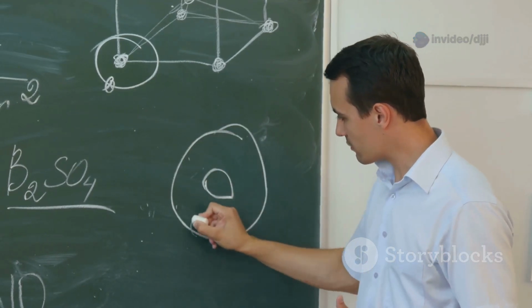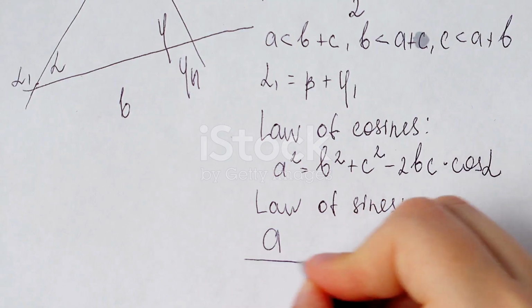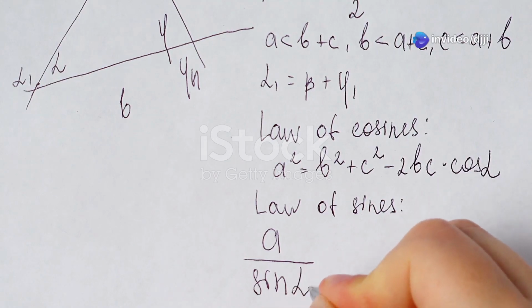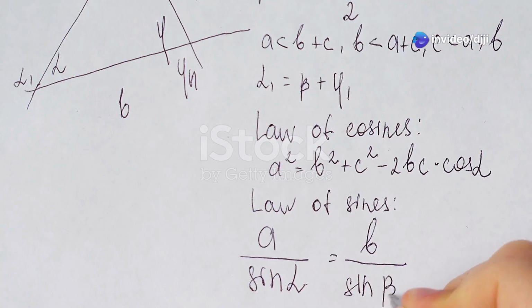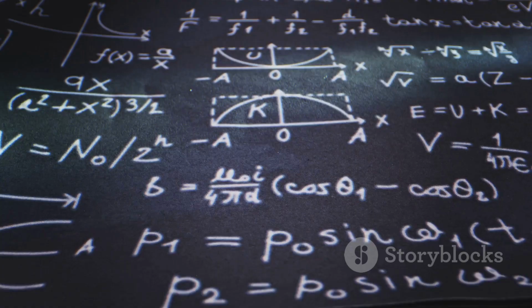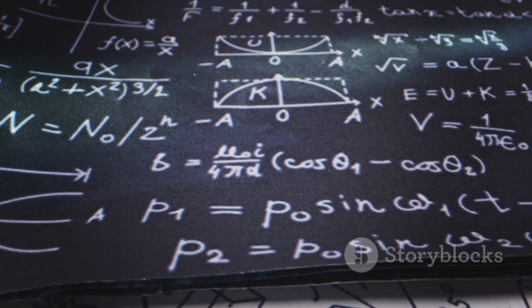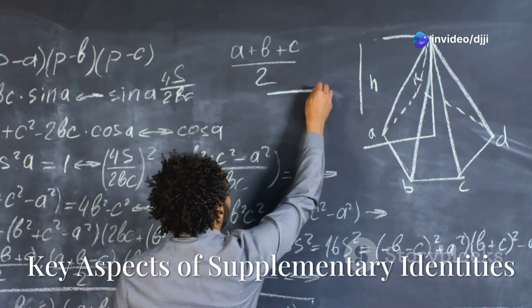Supplementary identities. Let's talk about those for a moment. Some supplementary identities can actually be really useful. In trigonometry, supplementary identities relate the trigonometric functions of an angle to the same function of its supplementary angle, which is 180 degrees minus theta or pi minus theta. These identities are helpful when it comes to simplifying expressions and solving trigonometric equations.